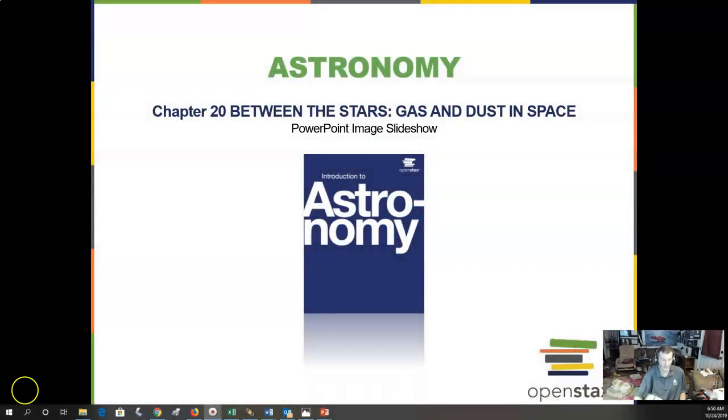Today we are doing out of the OpenStax Astronomy free textbook, Chapter 20, called Between the Stars, Gas and Dust in Space. Here we go.